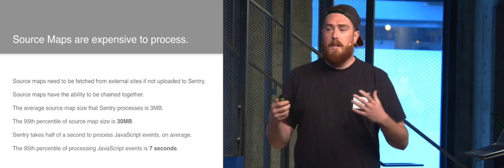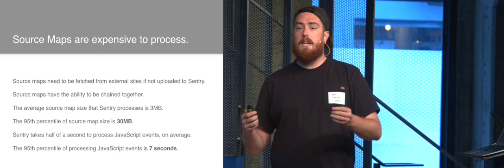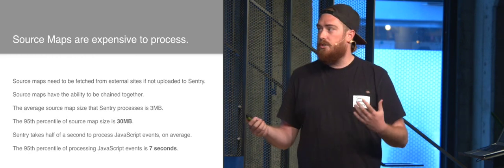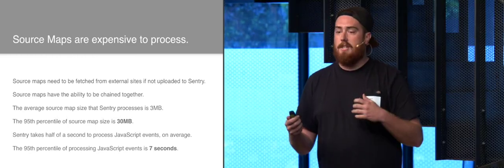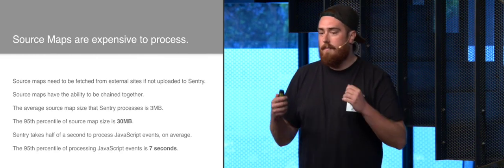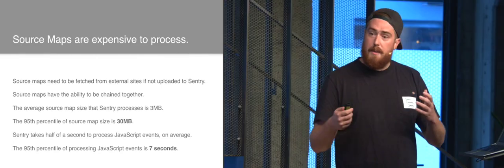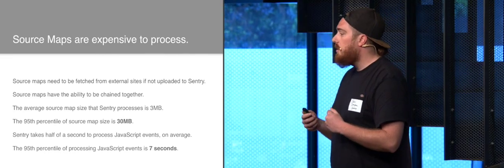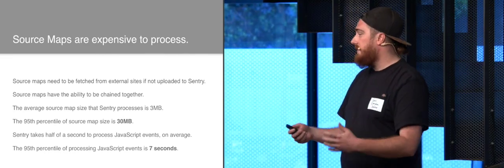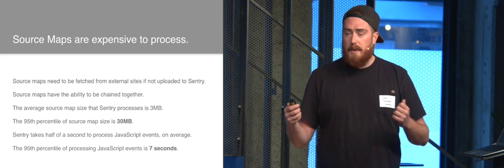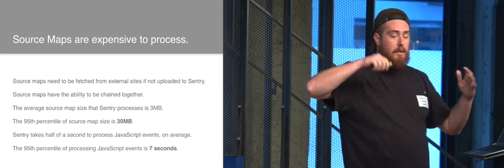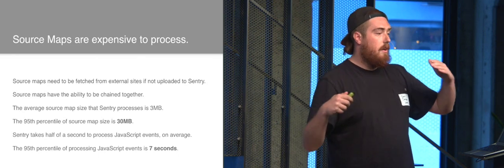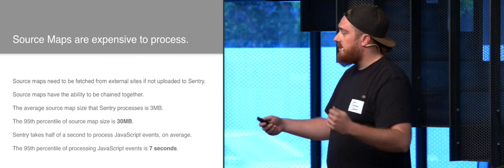Essentially, one of our core operations is taking that source map that you provide us and applying it to your minified error in order to show you something that's actually useful. The problem is that it's expensive. Our 95th percentile of source map size is 30 megs. You can chain them together. We have to go fetch that if you didn't give it to us. You could give us one source map, but it could have 100 together, so we really don't know what's going to happen. So that kind of gives us the 95th percentile of processing JavaScript events within 7 seconds.